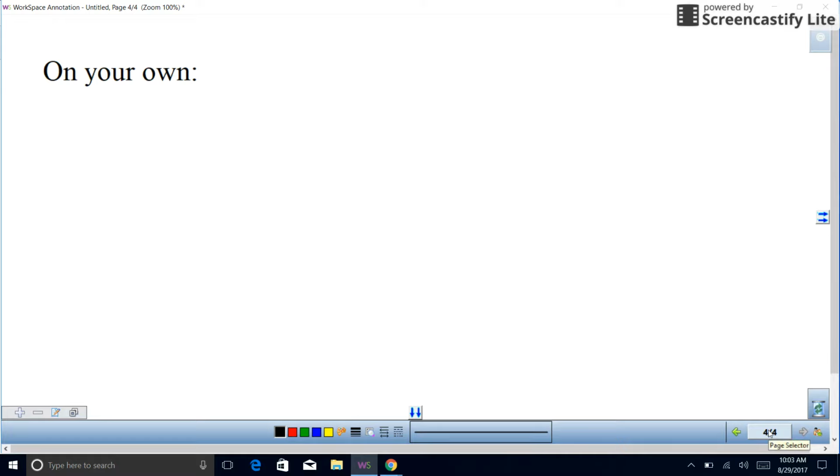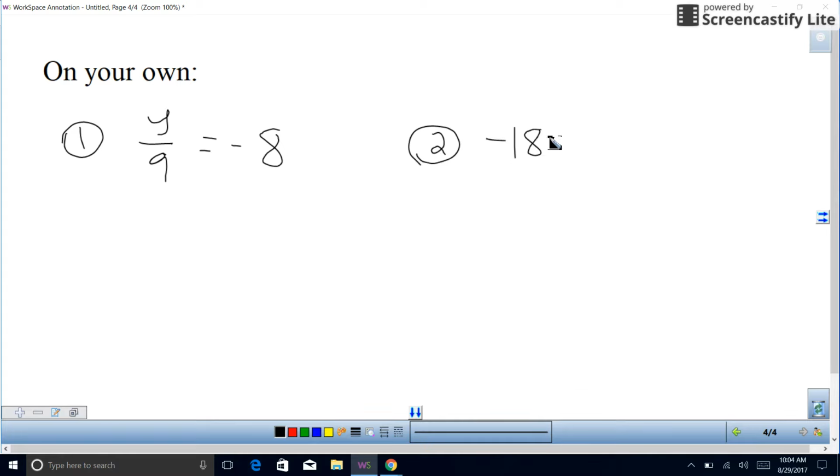All right, and on your own, I want you to try these 3 equations, bring them to class the next time we meet, and we'll go over them. All right, so we have y divided by 9 equals negative 8. Number 2 is negative 180 equals 15m. And number 3, negative 16 equals x plus 71.